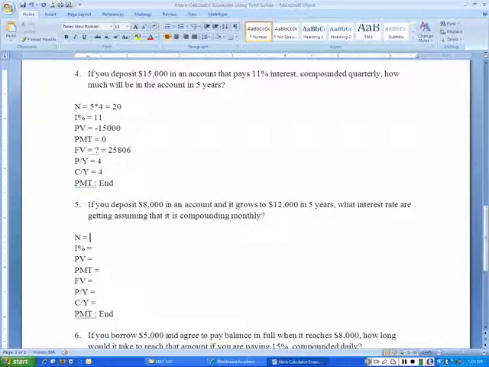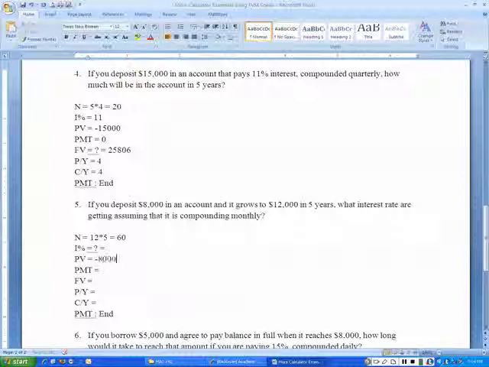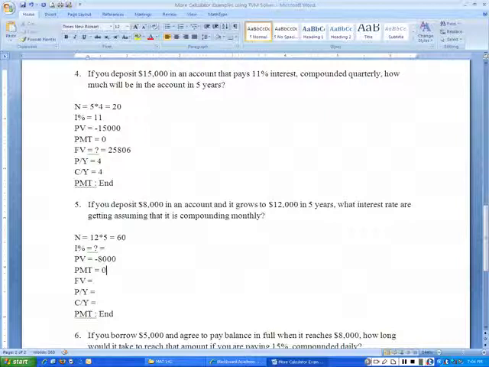So if we are compounding monthly for 5 years, that's going to be 12 times 5, which is 60. Our interest rate is what we don't know, so we're going to have to come back and find that. We are depositing $8,000, so that's going to go out of our account, so that's going to be a negative. We are not making any payments. We're just taking that one lump sum and dumping it in. And it's going to grow to $12,000, and that money is going to come back to us. That's going to be positive.